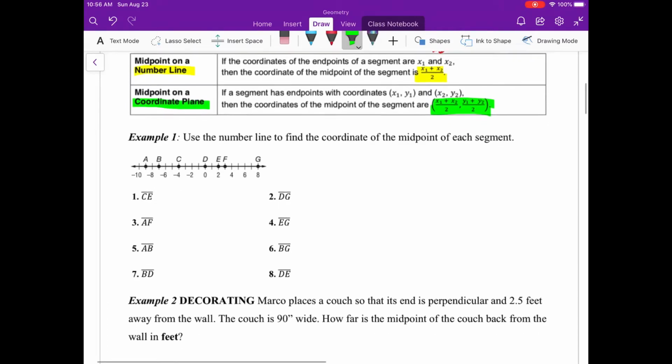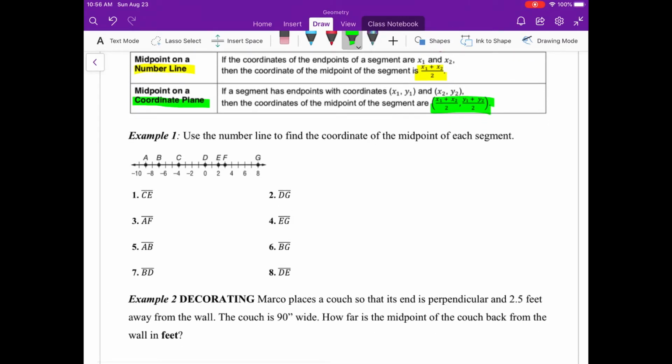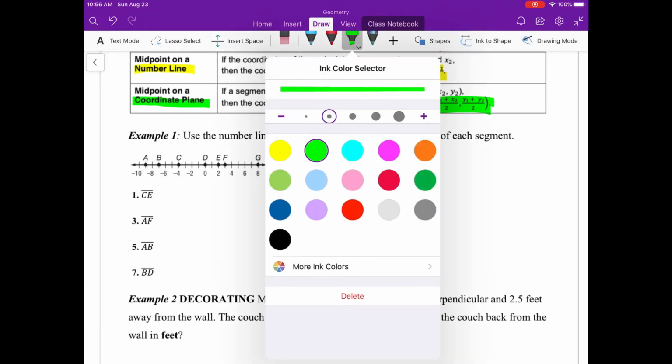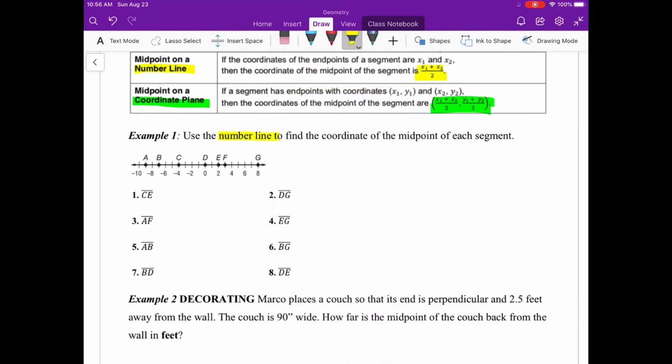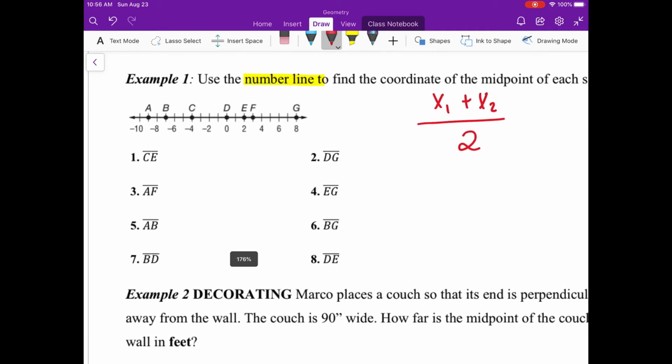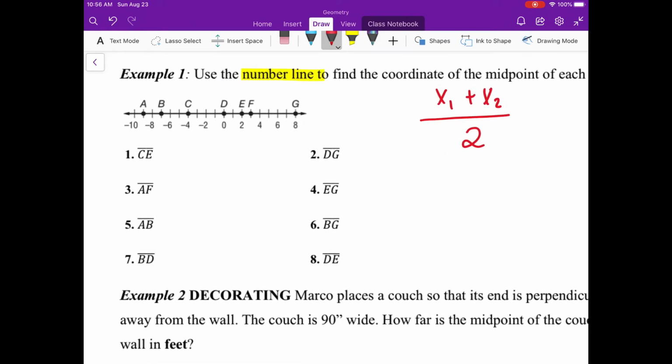So example 1 here asks us to find the coordinate of the midpoint given the number line. So there's our keyword. We're using a number line. So we're going to use that first formula, x1 plus x2 divided by 2. All right, I'm going to go ahead and work out the odds with you guys, and then I want you to pause the video and I want you to try the evens.